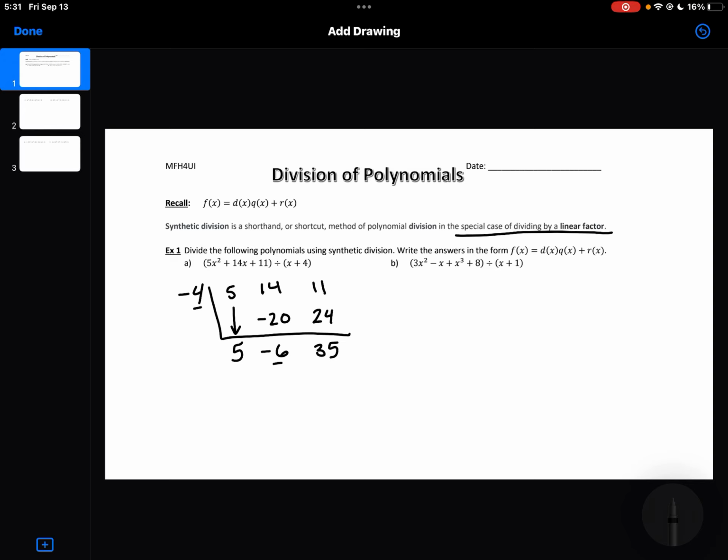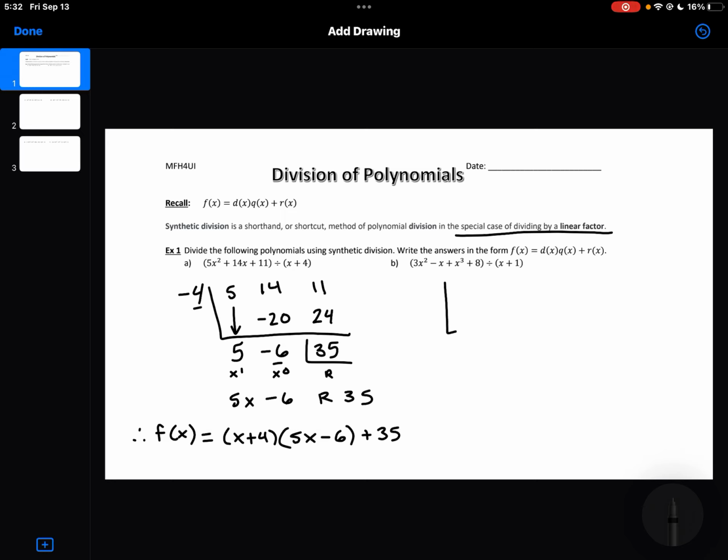Now, in order to figure out which coefficients and exponents go in my answer, I'm going to start from the right-hand side. The rightmost term is my remainder. My next term would be my constant, and then my next term would be linear. So that means that this expression, the 5, the minus 6, and the 35, would be 5x minus 6, remainder 35. So I can write my division statement as x plus 4 times 5x minus 6 plus 35.